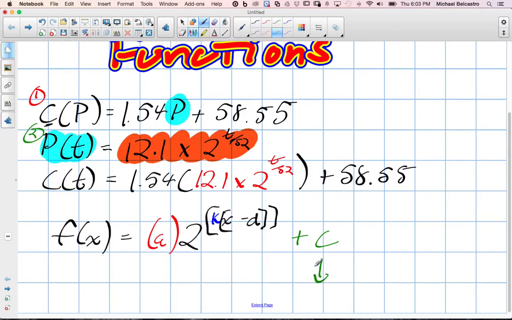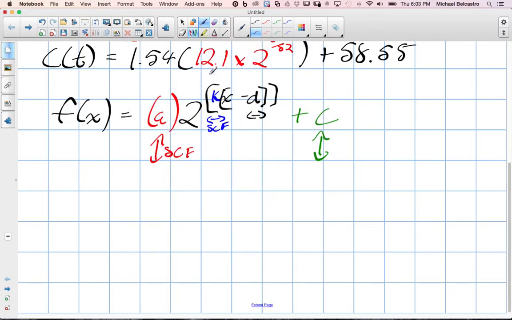C will deal with vertical translation, so moving the function up and down. A will deal with stretching a function vertically, so it would be stretches or compressions or flips. K will deal with horizontal stretches, compressions, and flips. And D would deal with horizontal translation, so moving the function left and right. So, actually, this is set up decently well.